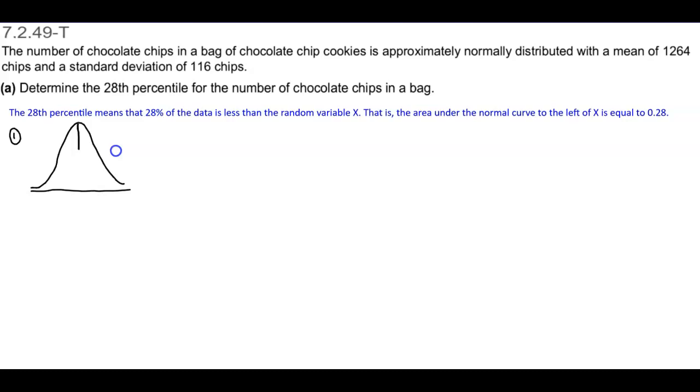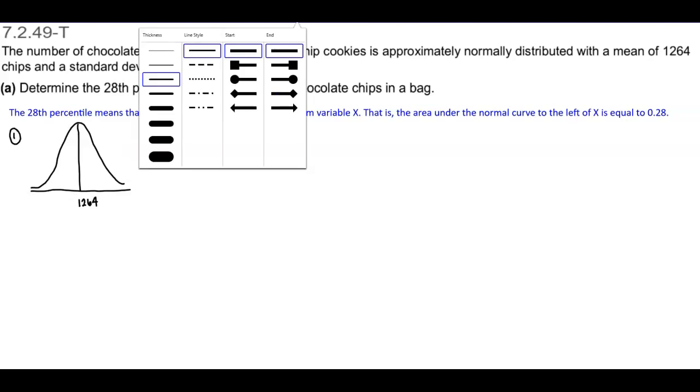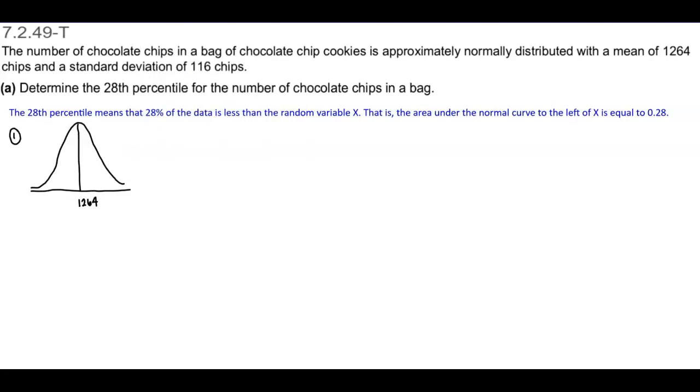Okay, we know that the mean from the given problem is 1264. And what we know is that there's a value of x that is shaded, and the area to the left of that value of x is 0.28.